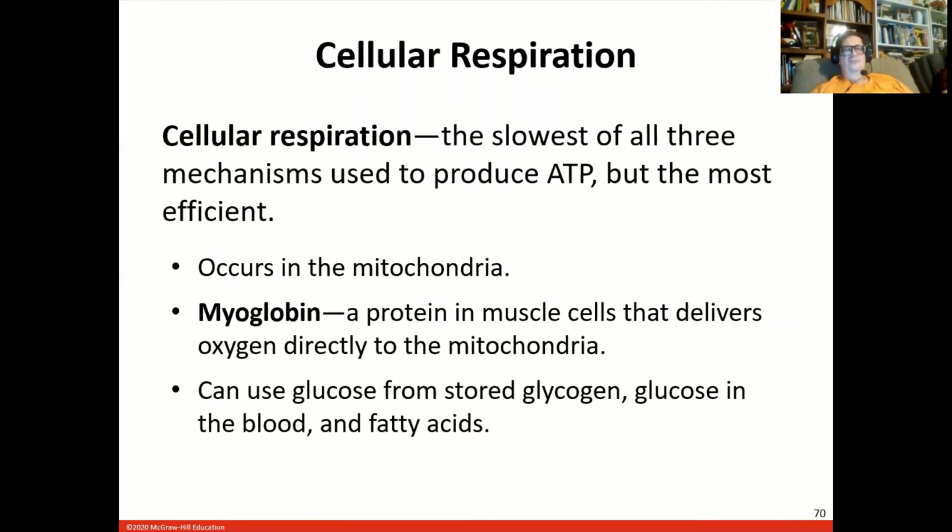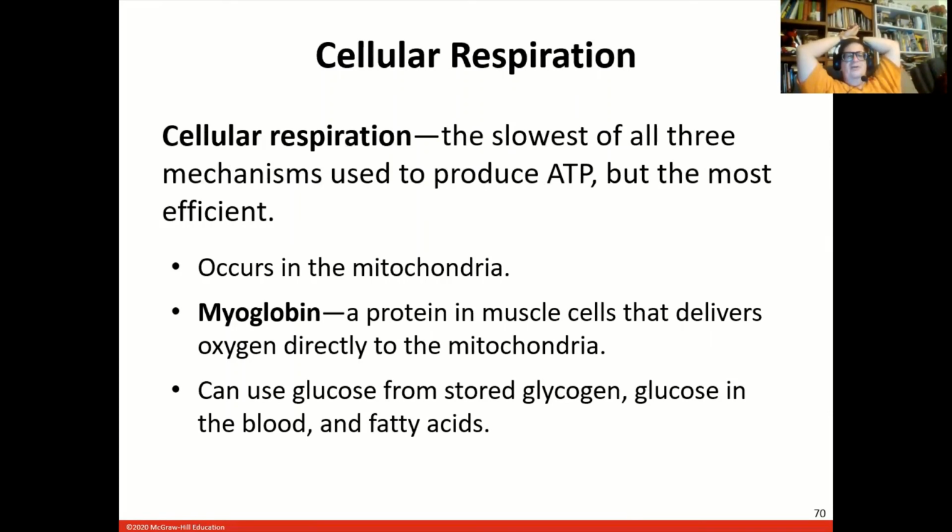Now, cellular respiration, this is going all the way through glycolysis, all the way through the Krebs cycle, all the way through oxidative phosphorylation, the electron transport chain. It's the slowest of all those because you're going through 3 whole processes. But it says the most efficient. I'll translate. Instead of getting like 2 ATP out of a sugar molecule, you're going to get like 36, 38. Huge difference. Okay.